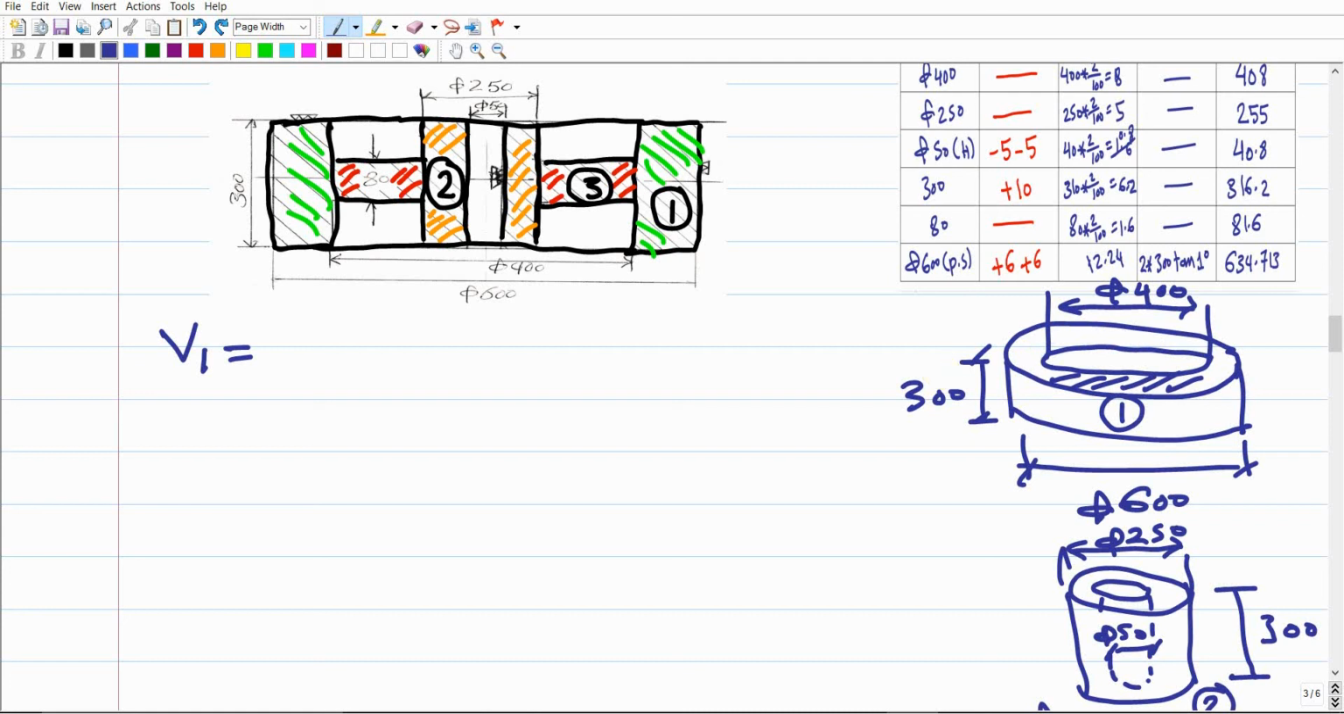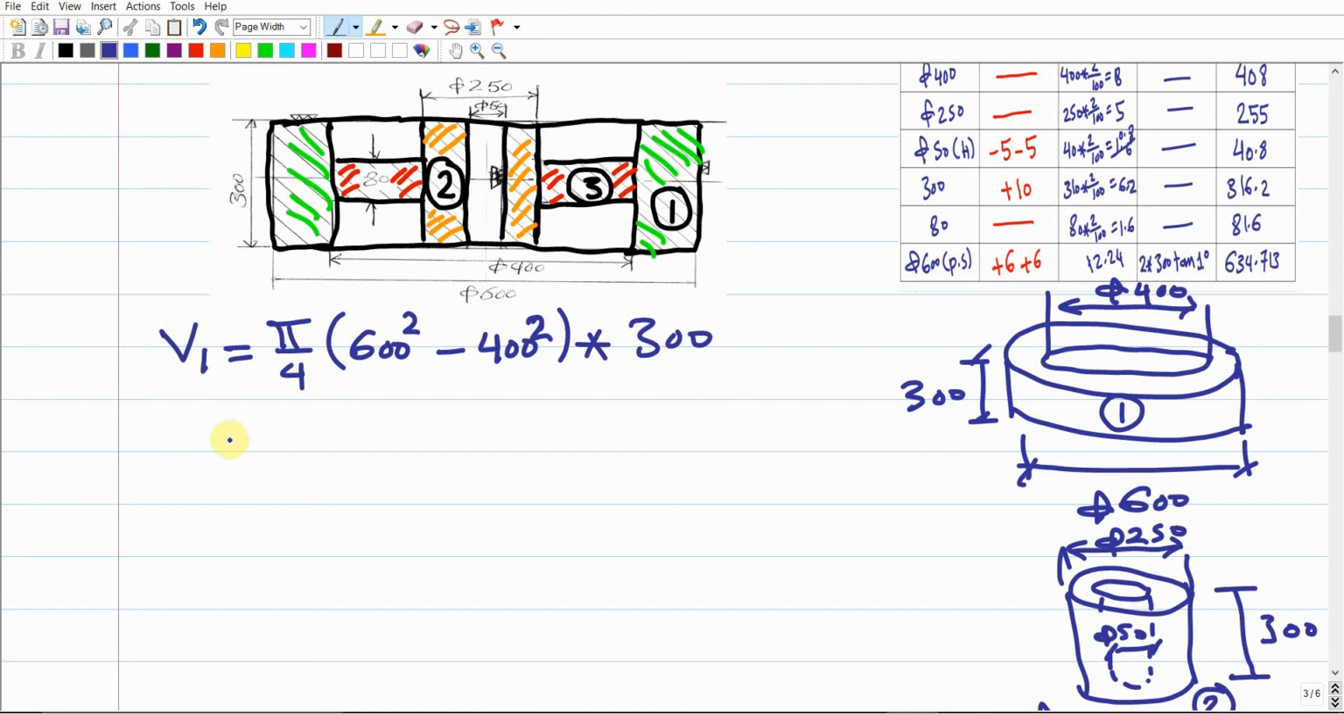So it is commonly known that the area between these two circles, like a cylinder with an opening, is pi over 4 times the external diameter squared, which is D squared, 600 squared, minus the internal diameter squared, and this should be multiplied by the height, right? Very simple. But this is going to be the volume of the product, right?